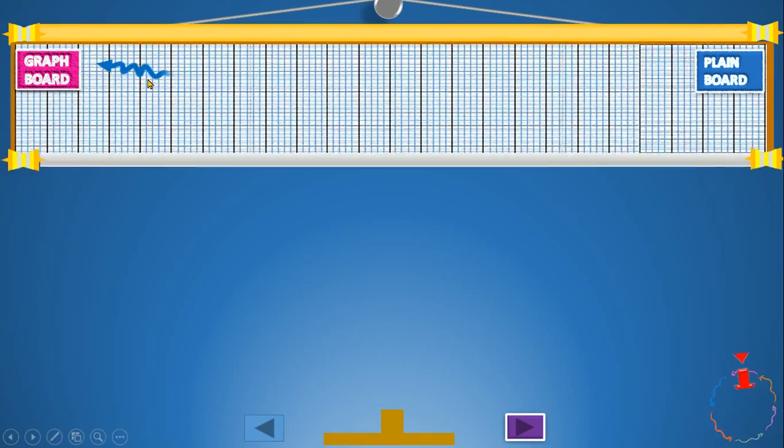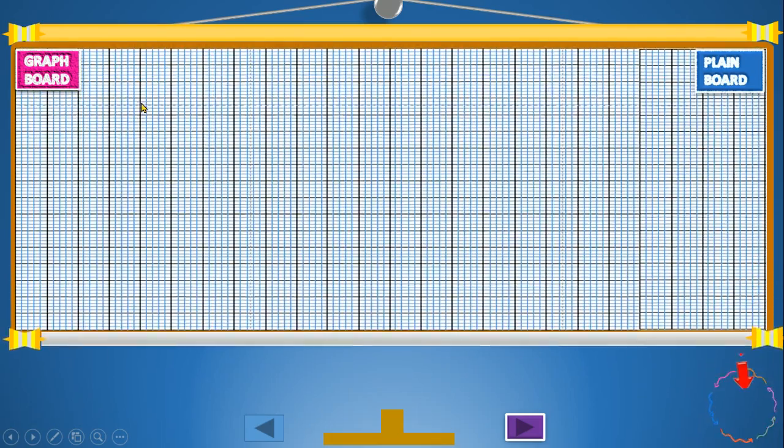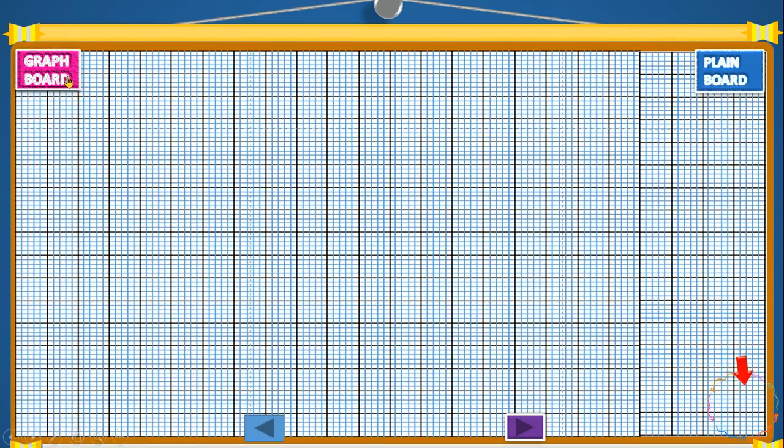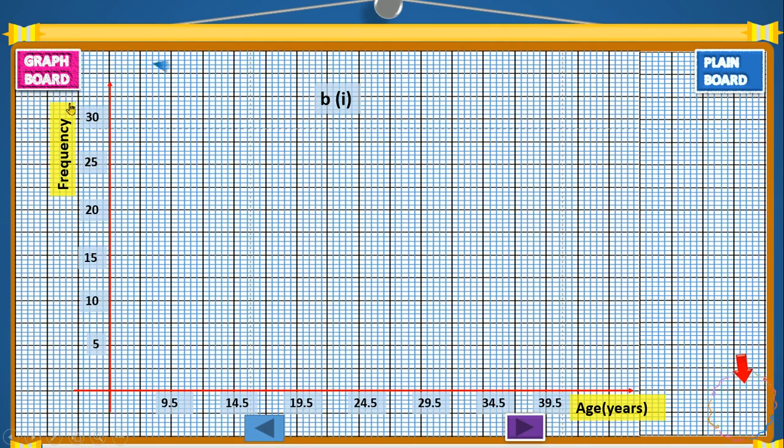We bring down the graph board. Then we're now going to draw our axis and make sure that their scale is uniform. Here we have 0. The first 2 centimeters here is 5. The next 2 centimeters is 5. And if you look at it, that scale is uniform. Every 2 centimeters represents 5 units.